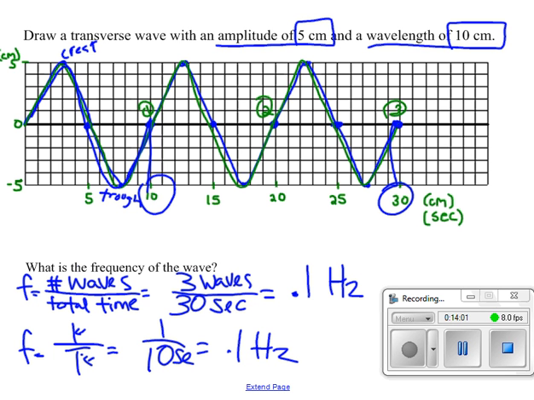The more practice you get, the easier it's going to be for you. Please replay this as many times as you need help until it clicks. Once it clicks, then you should be fine with the graphing of the waves.